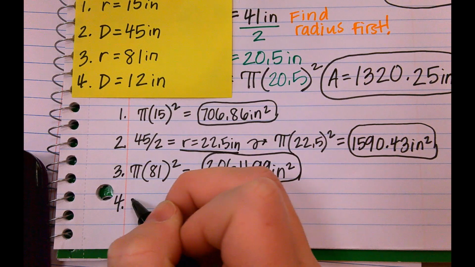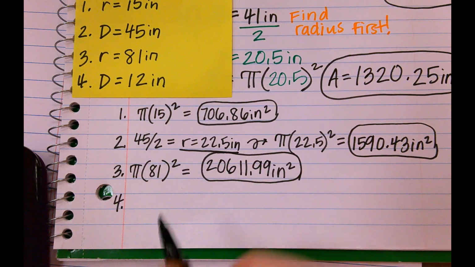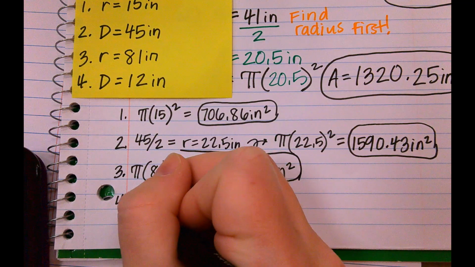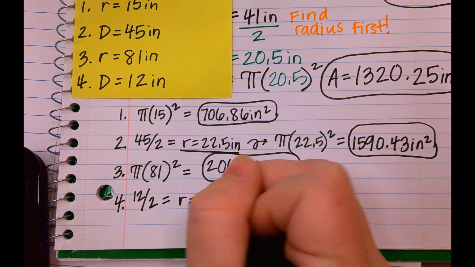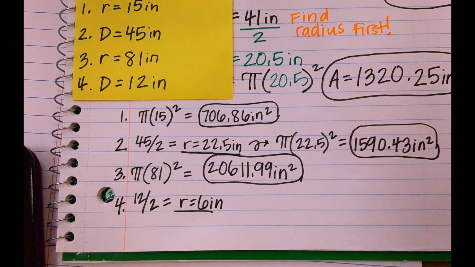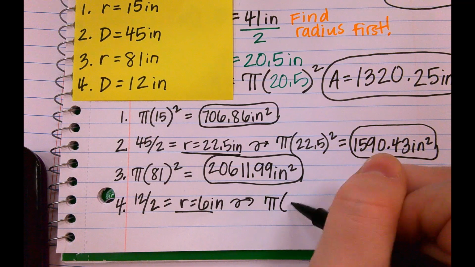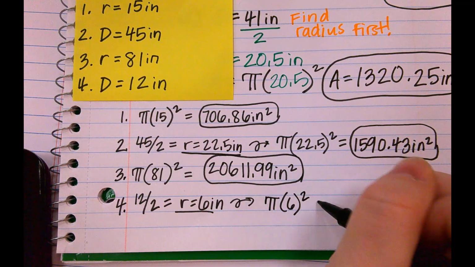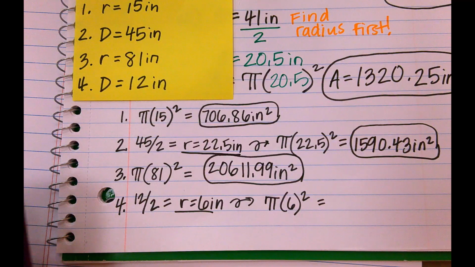Now let's look at number 4. Our diameter was 12. 12 divided by 2. Find the radius first. So 12 divided by 2 is 6, and your radius equals 6 inches. Then you take pi times 6 inches squared. Pi times 6 squared. And you get 113.09 inches squared. Yes.